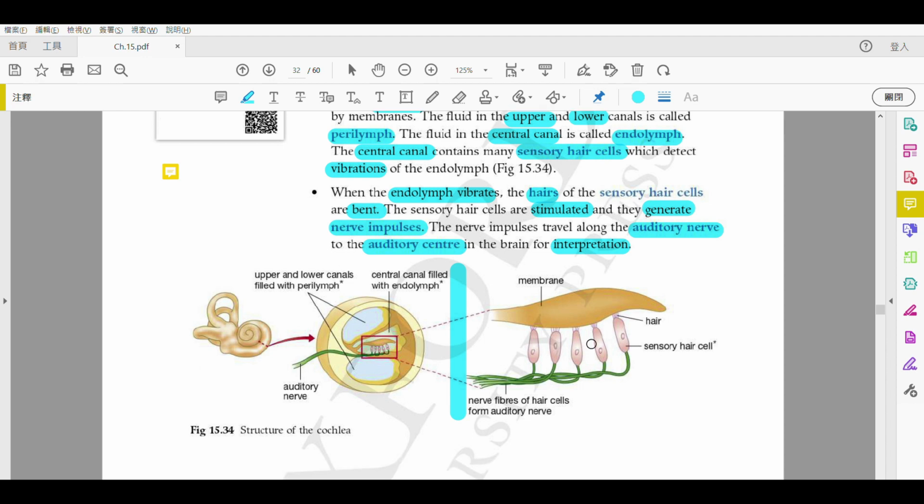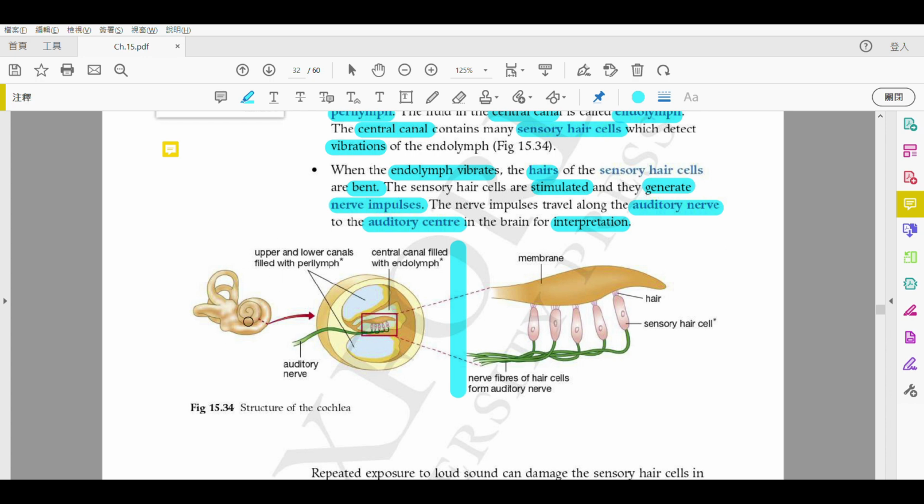Okay? So let's look at this diagram a bit. As you can see, this one is the cochlea, and there are three separated canals, upper canal, central canal, lower canal. Upper canal, lower canal contains perilymph, central canal contains endolymph. And then inside the central canal, inside the endolymph, you can find a lot of sensory hair cells. And there are the hair. Okay, they have the hair. This hair will be stimulated to generate the nerve impulse and then send them through the auditory nerve to the auditory center.